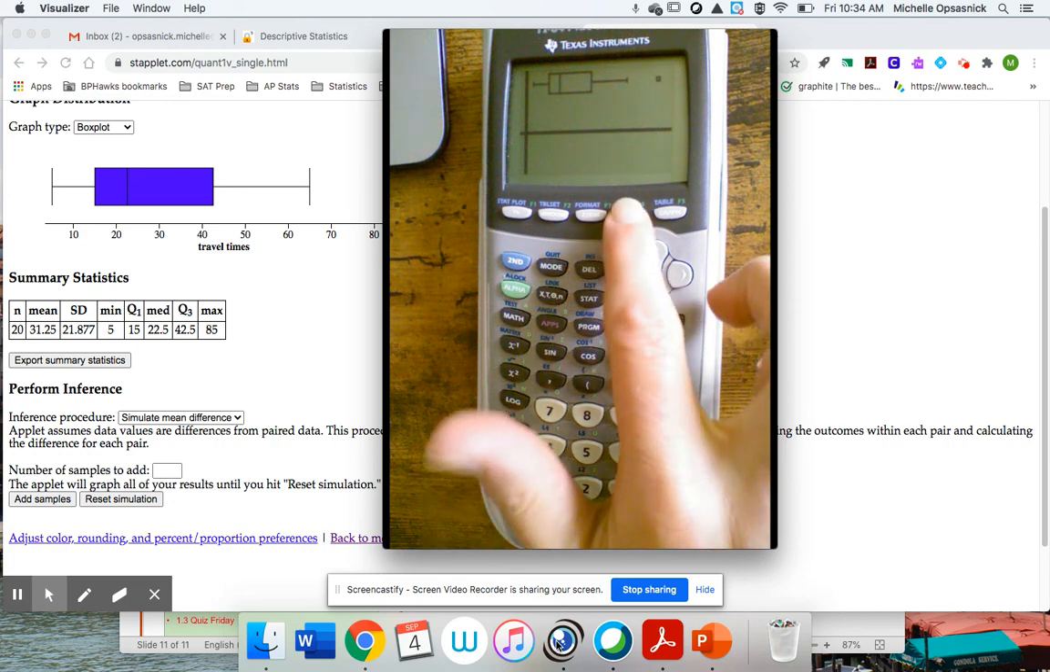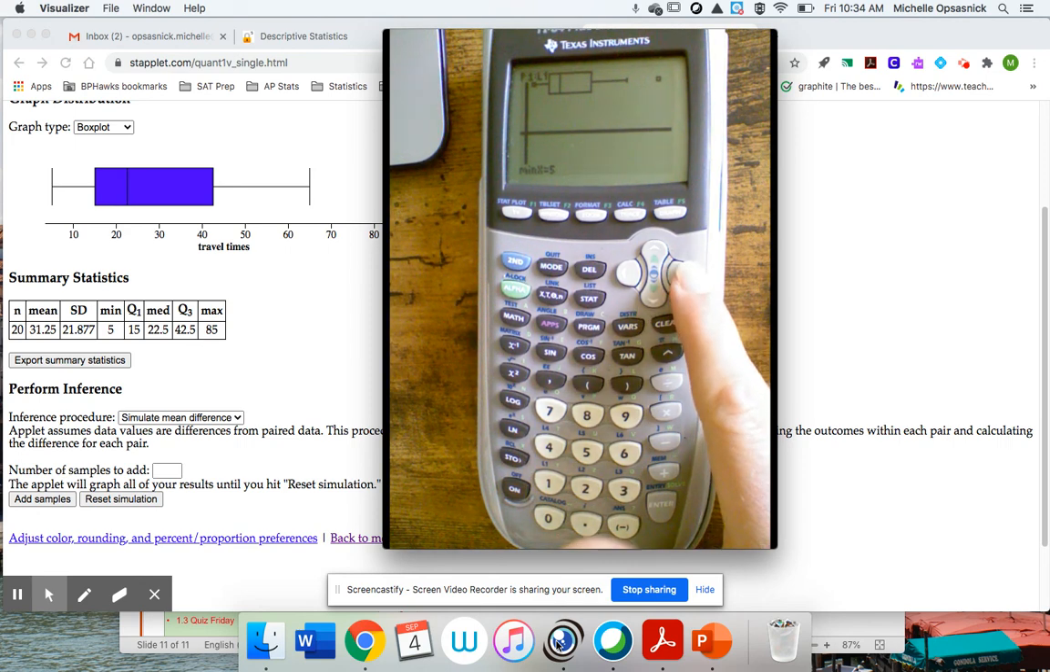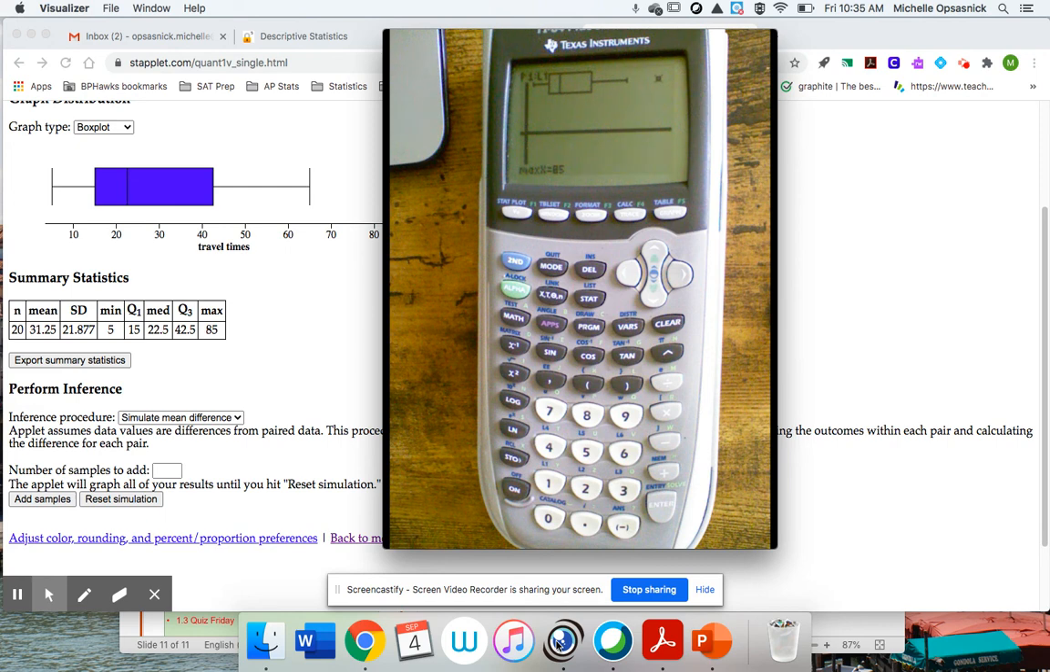So now if I hit my trace key, it's going to put a cursor up there and it will give me the 5-number summary. So it's going to tell me my minimum is 5, and then I can scroll through to find my median and quartiles. Again, that next highest value that's not an outlier was 65, and then that outlier is marked at 85.